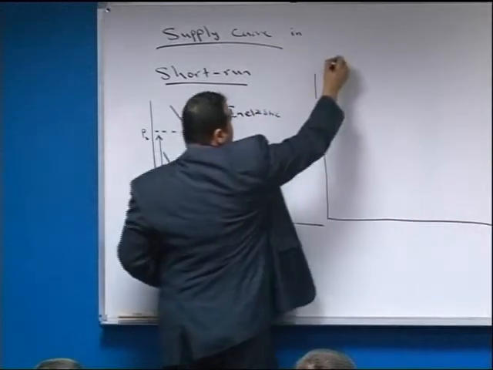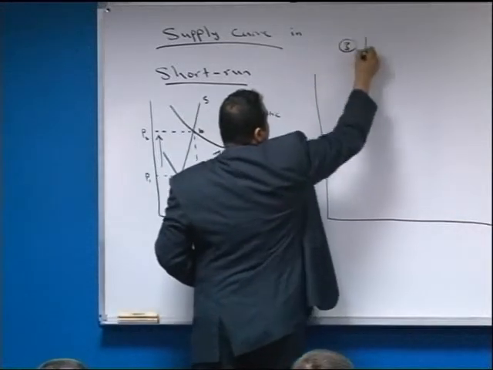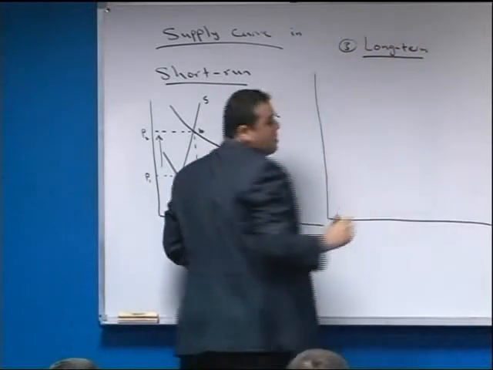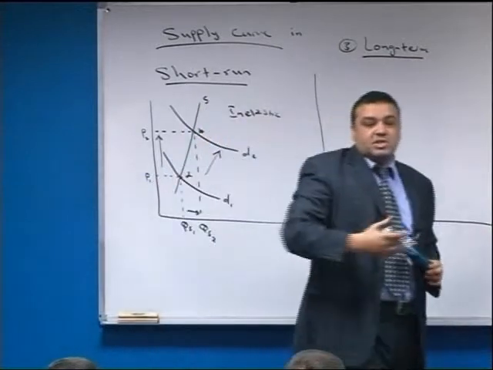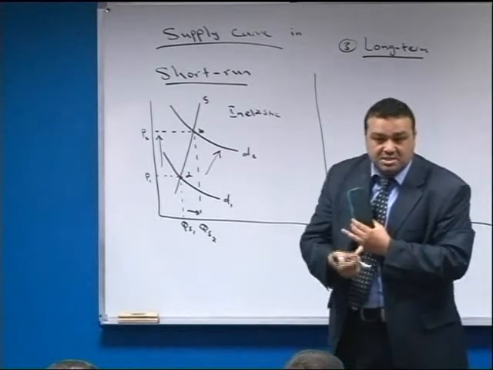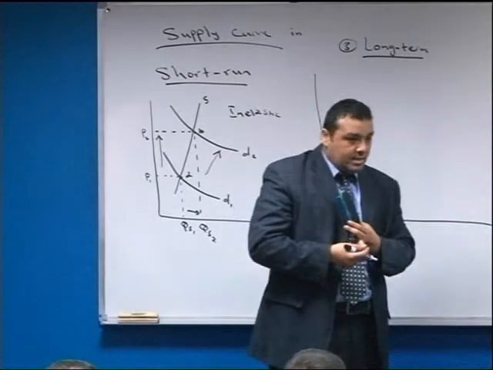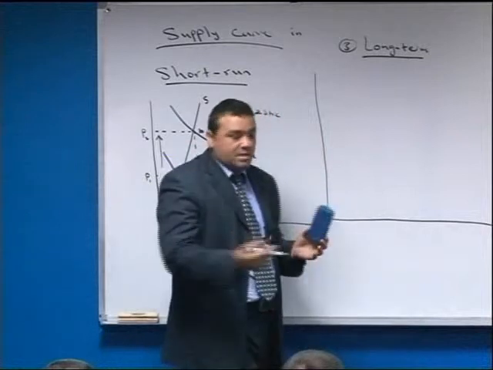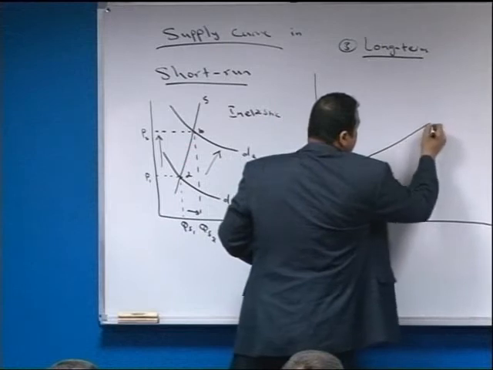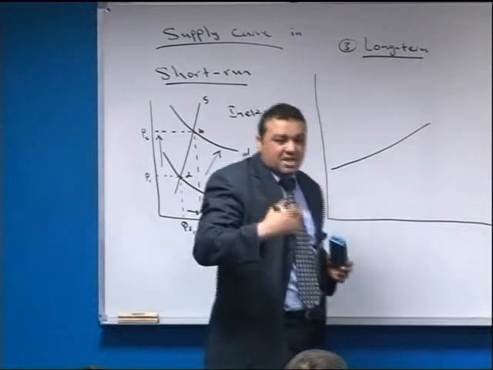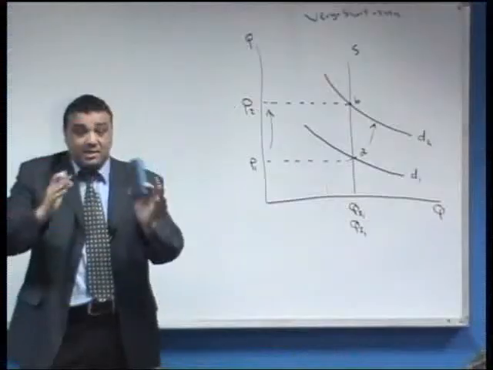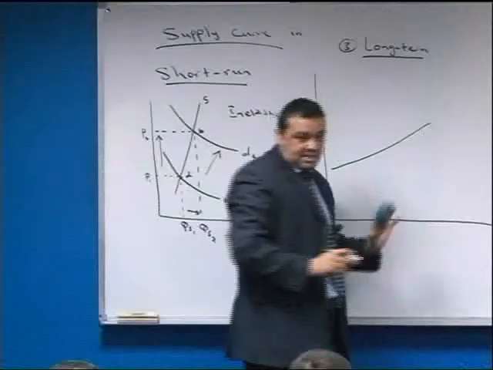In the long term, the third case, the producer can change all the factors of production. He can increase the number of machines, number of workers, right? And raw material. So, in this case, supply curve would be more elastic. Sorry, in the very long term, it would be perfectly elastic. But in the long term, no, it would be elastic, right?